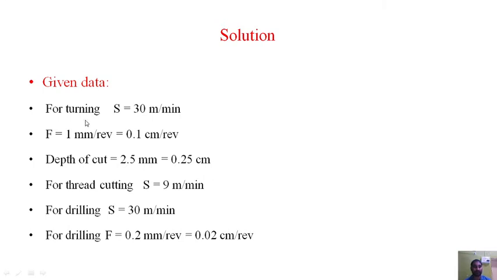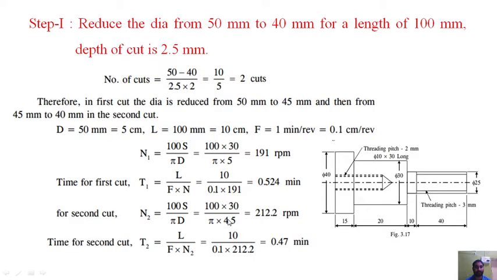Solution for turning: cutting speed is 30 meter per minute and feed is 1 millimeter per revolution, that is 0.1 centimeter per revolution. Depth of cut is 2.5, that is 0.25 centimeter. For thread cutting, the cutting speed is 9 meter per minute. For drilling, cutting speed is 30 meter per minute and the feed is 0.2 millimeter per revolution, that is 0.02 centimeter per revolution.